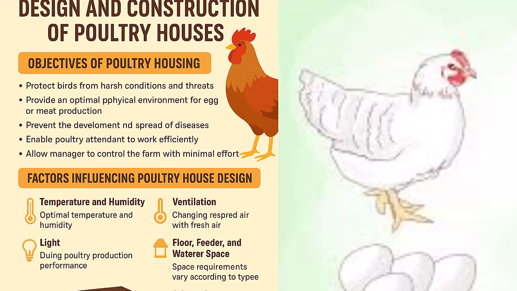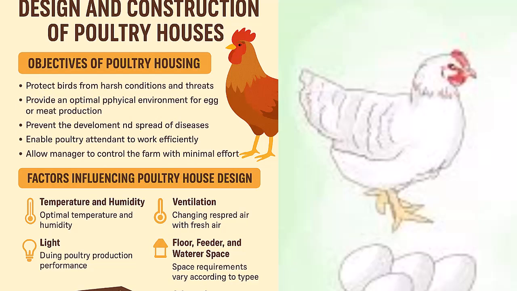Controlled environmental houses are fully enclosed, insulated, and mechanically ventilated, with temperature and humidity maintained automatically. Artificial lighting replaces sunlight. Advantages: year-round uniform production, reduced disease transmission, better feed efficiency. Disadvantages: high initial cost, and they require electricity and technical expertise.